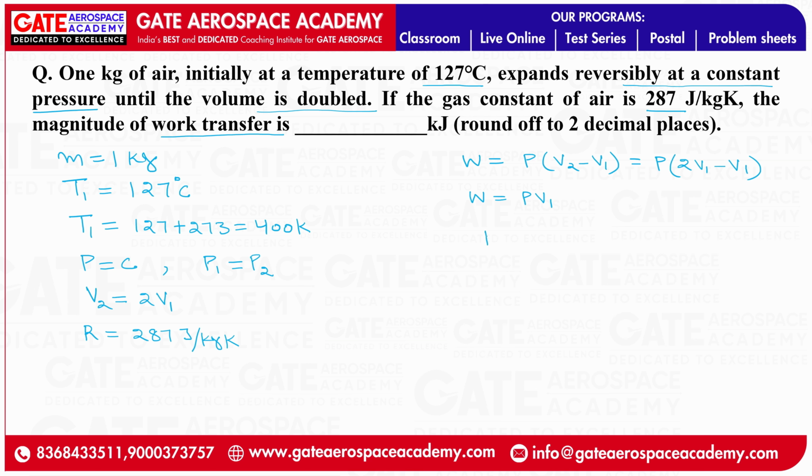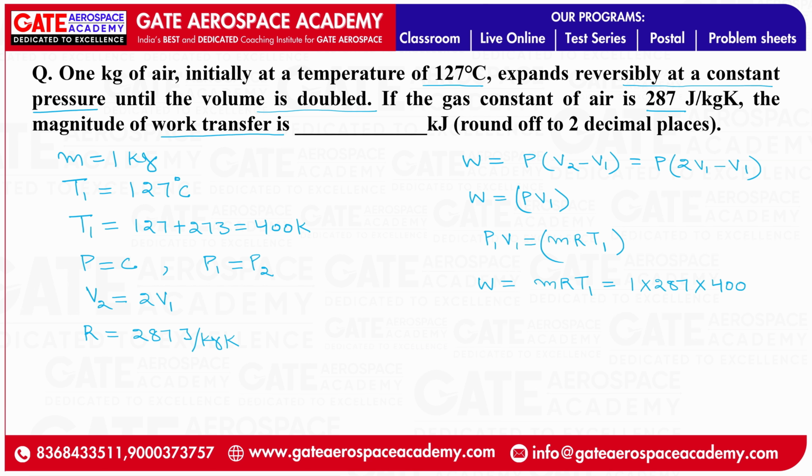Now using the equation of state, we can write P1 V1 is equal to mR T1, correct? So P1 is equal to P2 is equal to P. So the value of P into V1 is equal to mR T1. So let's substitute. Work done is equal to mR T1. Now let's substitute the values. m is equal to 1 kilogram, R is 287, T1 is 400.